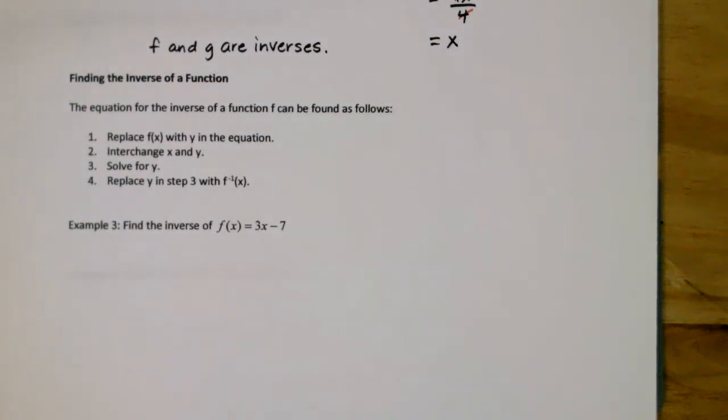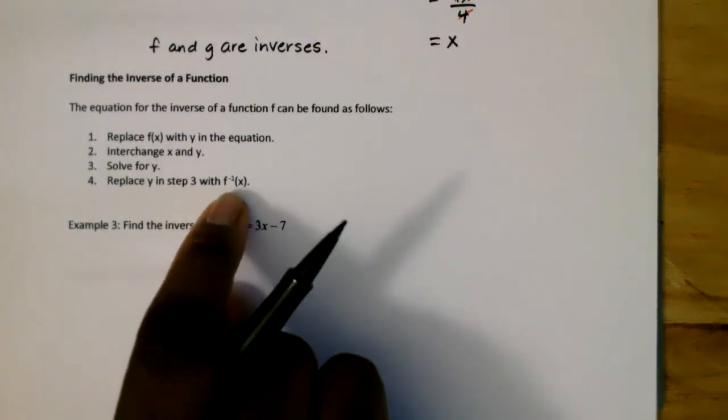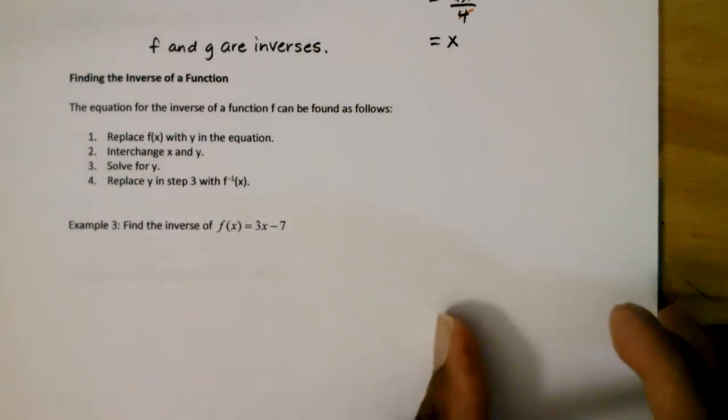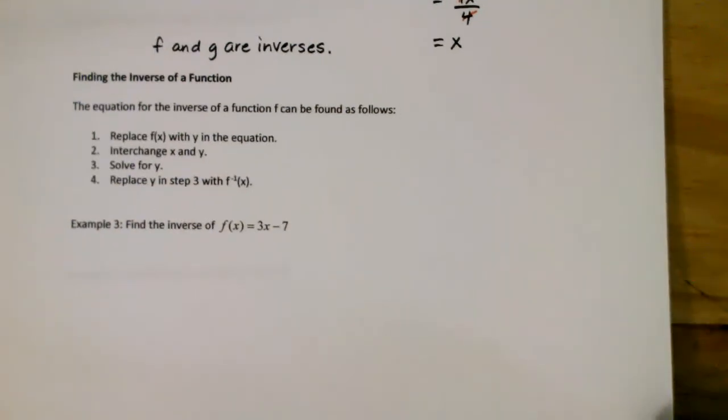And then number three, you're going to solve the equation for y. And that means, of course, moving terms over to the opposite side to get y by itself. Then number four, replace the y that you came up with in step number three with the notation f inverse of x. So you're going to replace the y with this notation, f inverse of x, in step number four.